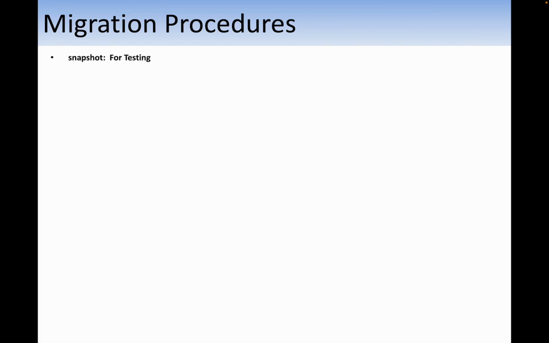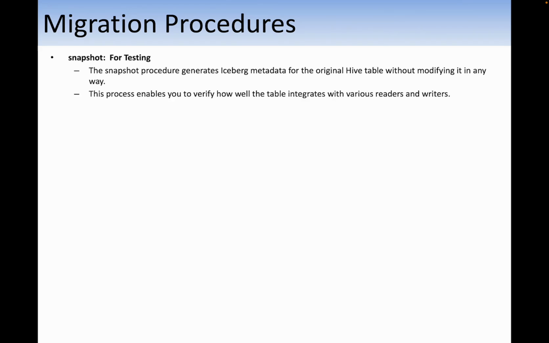So snapshot, we're going to use this migration procedure for testing. The snapshot procedure generates Iceberg metadata for the original Hive table without modifying it in any way. So it's not going to convert Hive to Iceberg, but it's going to create a temporary Iceberg table for testing. This process enables you to verify how well the table integrates with various readers and writers. Basically, you want to make sure your Hive table is properly converted to Iceberg. Then also you can do your upstream, downstream application testing.